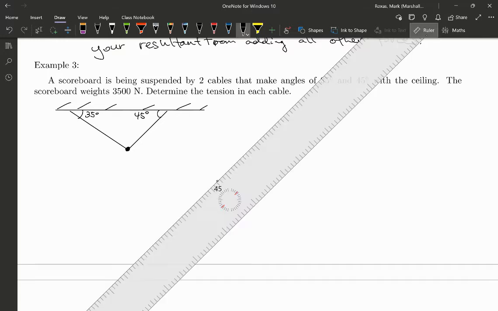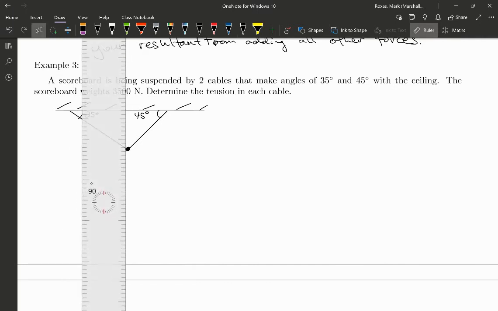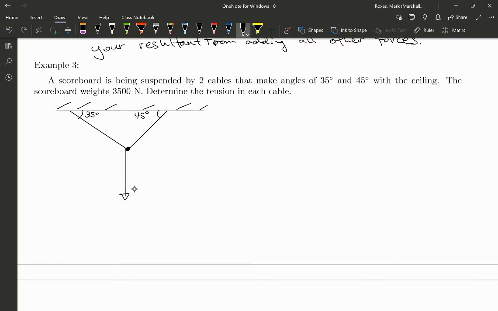Well, we have a force acting down on the scoreboard of 3,500 newtons. So let's draw a vector for that, 3,500 newtons. And we know weight pulls things down, so straight down, that's where I'm pointing my vector. All right, so I have a triangle here. Determine the tension in each cable.